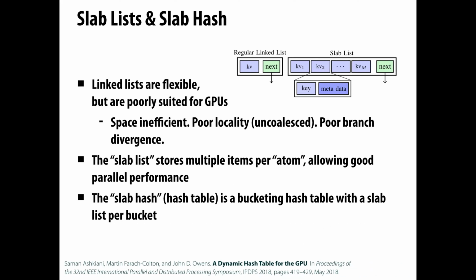And so traditionally, the way you do this in a CPU is you have linked lists per bucket. But it turns out these are really bad for GPUs, right? If you insert an item, have a pointer to the next item, pointer to the next item, and so on, it's really space inefficient because you have lots of space that are taken up by these pointers.